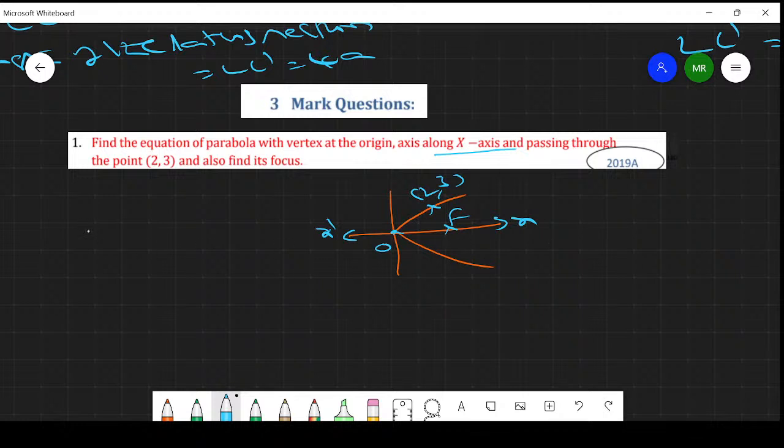So the required equation I can write is y square equal to 4ax. Here the focus is (a, 0). We know that the parabola passes through (2, 3).